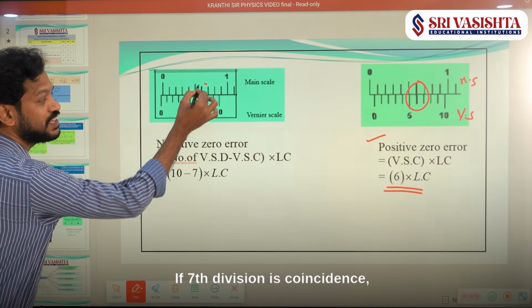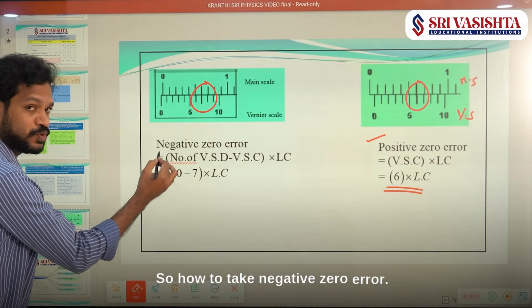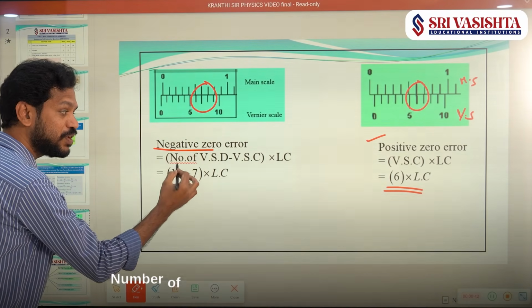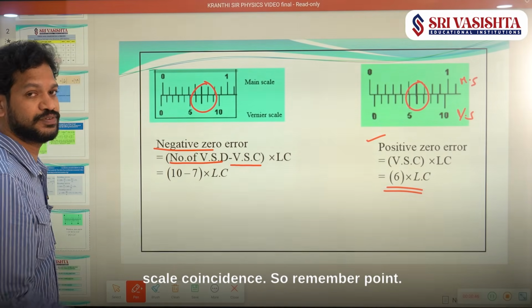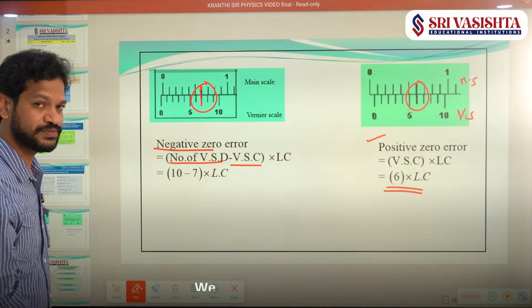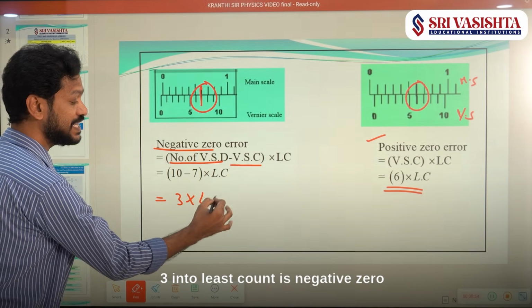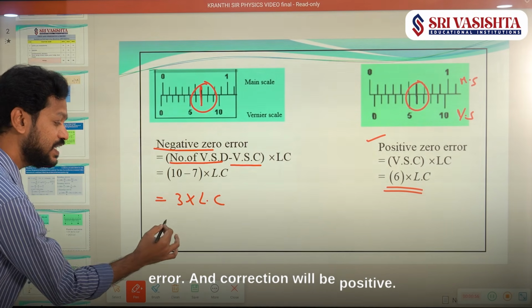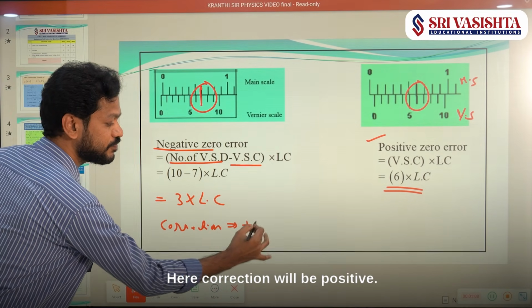if the seventh division is coincidence, we cannot take 7. So how to take negative zero error? Number of vernier scale divisions minus vernier scale coincidence. So remember this point: if 7 coincides, we should not take 7. We need to take only 3 into least count, which is the negative zero error, and the correction will be positive. Here the correction will be positive.